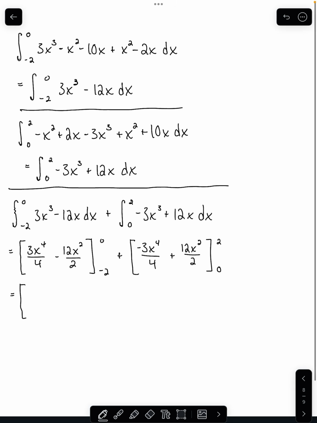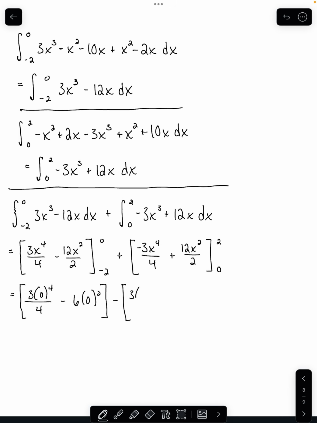So here we have 3 times 0 to the fourth over 4 minus 6 times 0 squared, minus 3 times negative 2 to the fourth over 4 minus 6 times negative 2 squared. That's the first integral, according to the fundamental theorem of calculus.